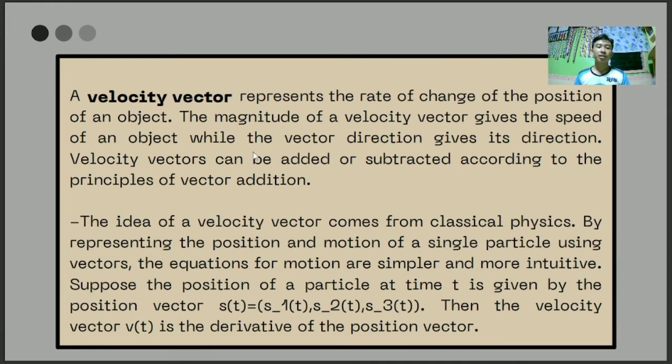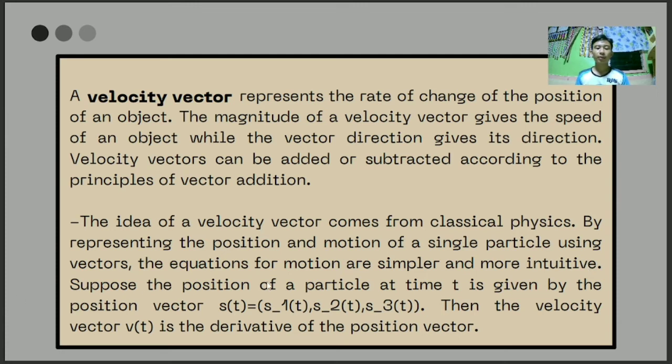So now let us proceed to the velocity vector. A velocity vector represents the rate of change of the position of an object. The magnitude of a velocity vector gives the speed of an object, while the vector direction gives its direction. Velocity vectors can be added or subtracted according to the principles of vector addition. The idea of a velocity vector comes from classical physics, by representing the position and motion of a single particle using vectors. The equations for motion are simpler and more intuitive.